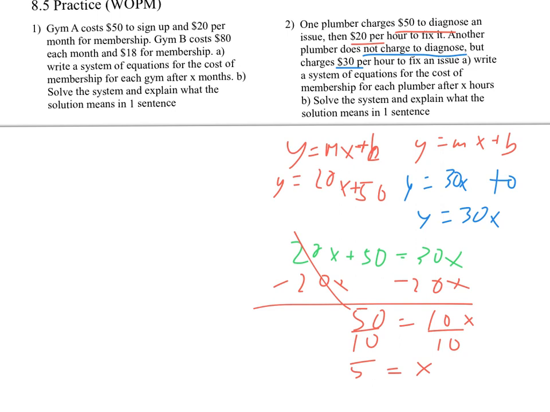And then I'm going to plug that back in to find y. I can use either equation. I'll go ahead and use the blue equation here. So y equals 30 times 5. And so that's 150. And so my solution would be 5 comma 150.